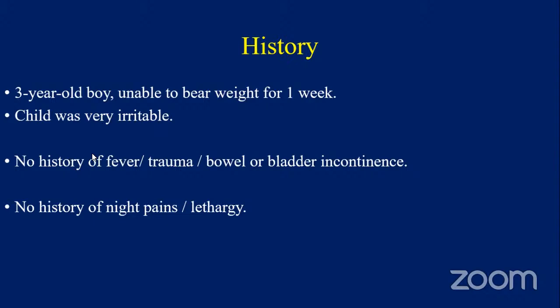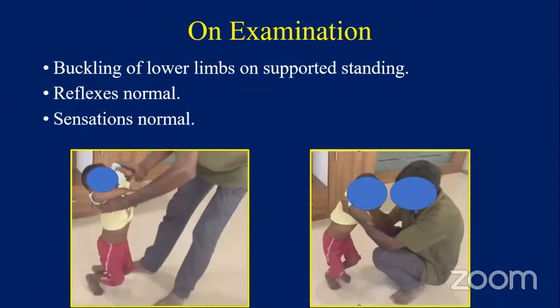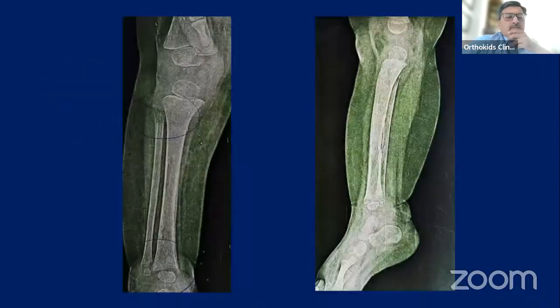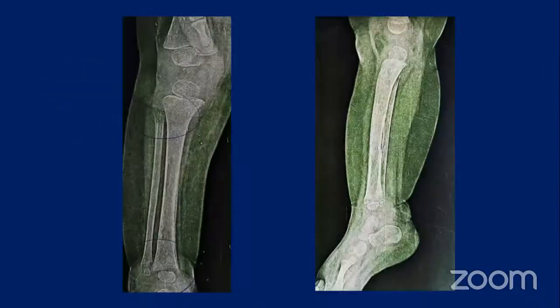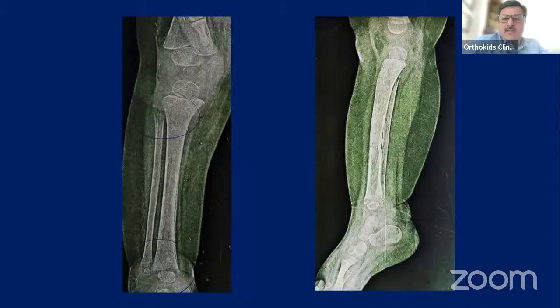We had a 3-year-old boy unable to bear weight for 1 week. The child was very irritable, and there was no history of fever, trauma, bowel and bladder incontinence, night pains or lethargy. On examination, there is buckling of the lower limbs on supported standing. Reflexes and sensations were normal. And this was the initial radiograph. So Ankita, what do you think about this X-ray? It's not a very good quality X-ray, but the patient was a bit poor and they brought this X-ray in.